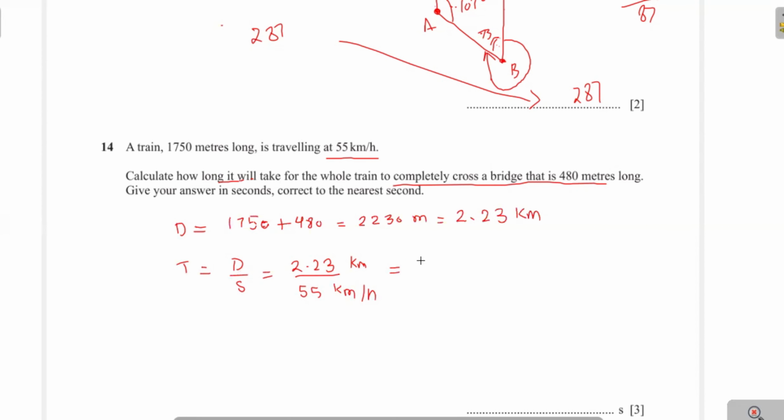And this value will be equal to 0.04054 hours. Now we have to calculate this time in seconds. To convert the time into seconds, this value is multiplied by 3600, and this value will be equal to 145.9 seconds. To the nearest second, this value will be equal to 146 seconds. This is the answer.